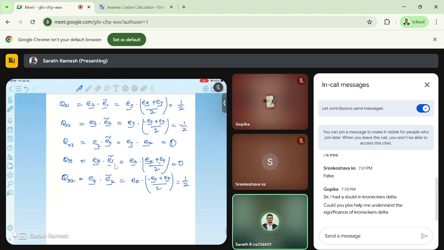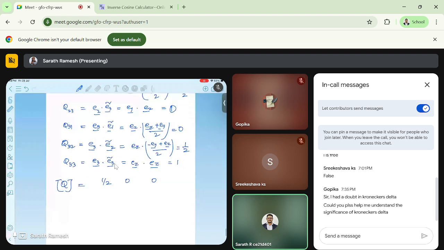So, Q matrix is 1 by 2, 0, 0; 1 by 2, minus 1 by 2, 0; 0, 1 by 2, 1. Okay.